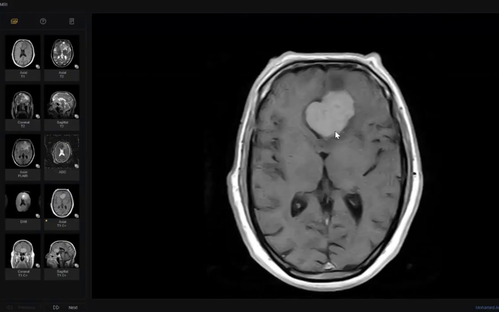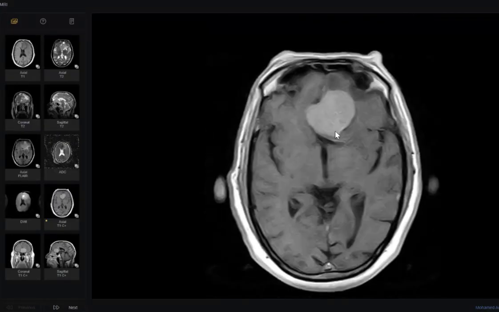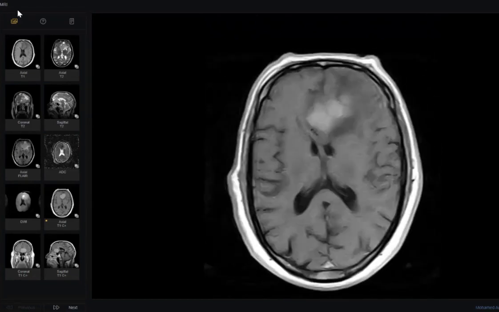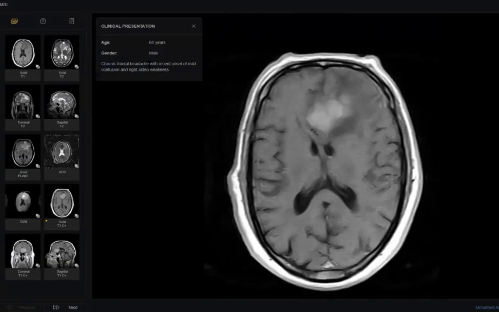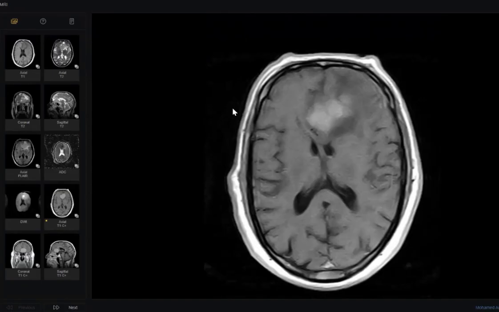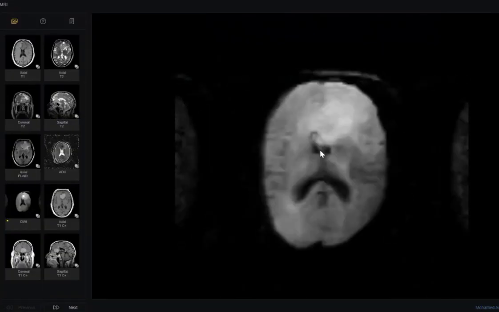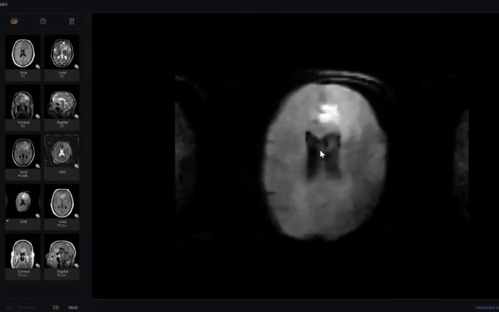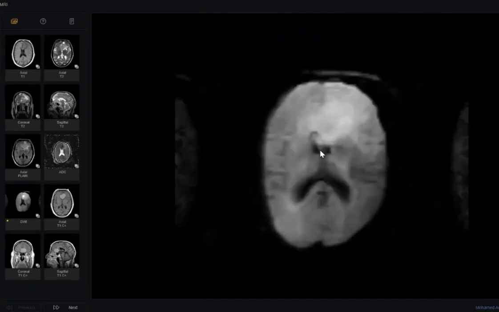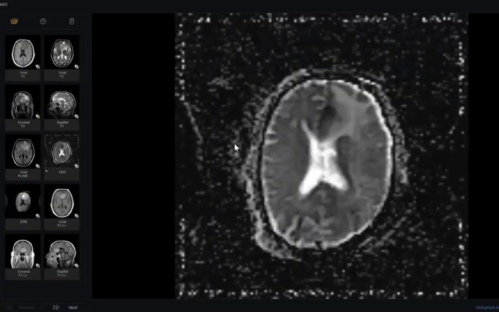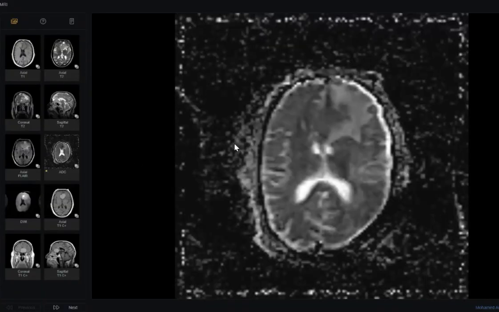Okay, I would like to go through my review areas. The patient has recent onset of mild confusion and right-sided weakness. Right-sided weakness. Okay, I would like to check the diffusion images. There is high signal in diffusion, and it's showing low signal in ADC, so there is diffusion restriction within the lesion.